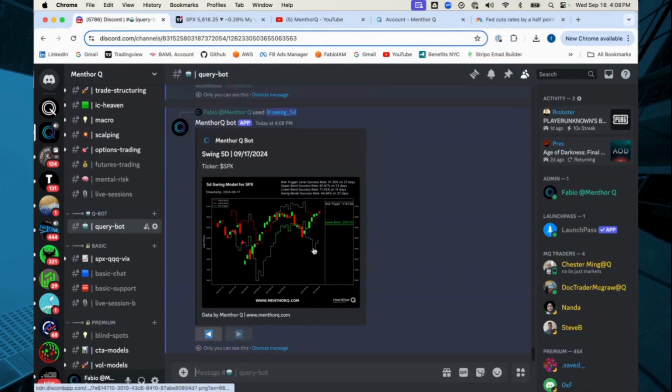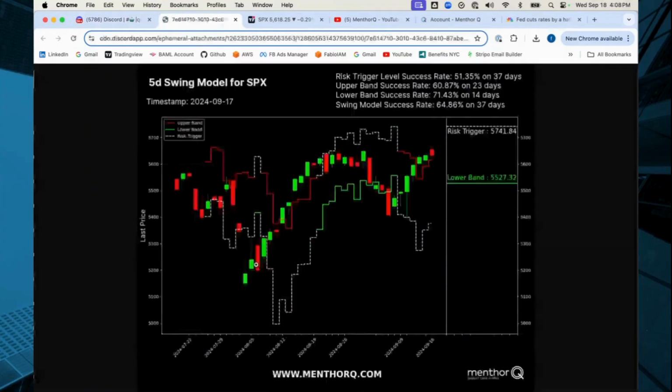So this is the data on SPX as of last night with the data from yesterday. We're in the process of recalculating for today after the close. So what we had yesterday, we had a lower band of 5,500 and a risk trigger of 5,741 for the next 5 days. As you can see here, this is the backtesting.